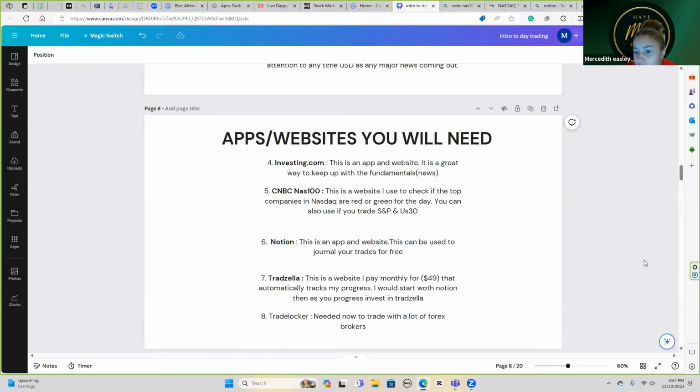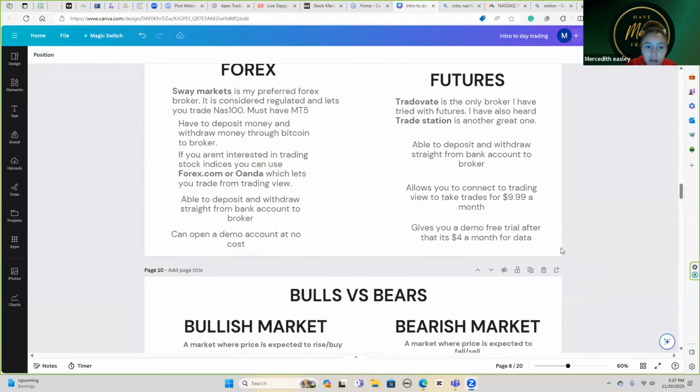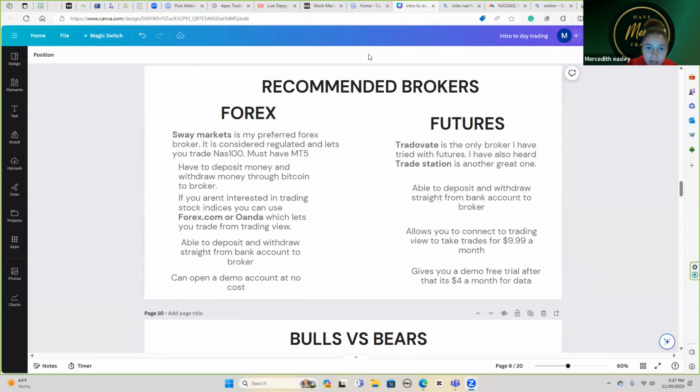Can I pay for live data through TradingView only and not through a broker? For futures, you do need to use Tradovate. All right, and we'll go through that. Recommended brokers. So let's get into that actually.